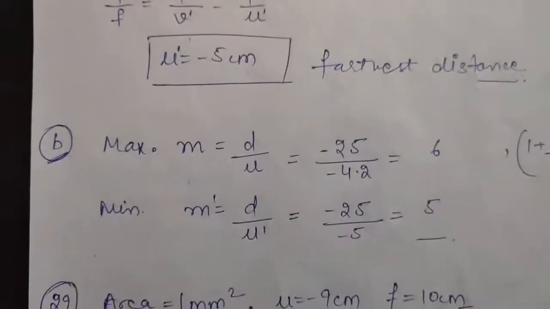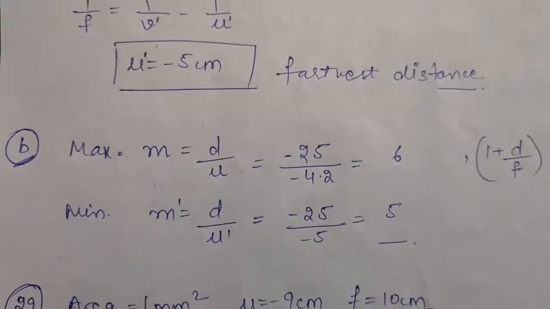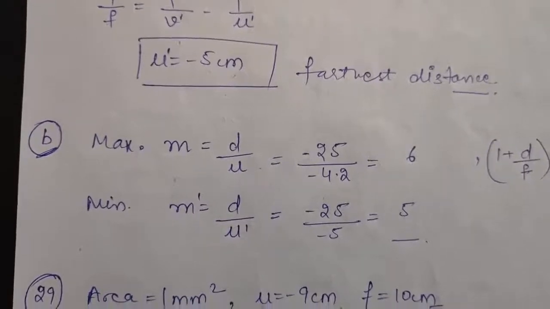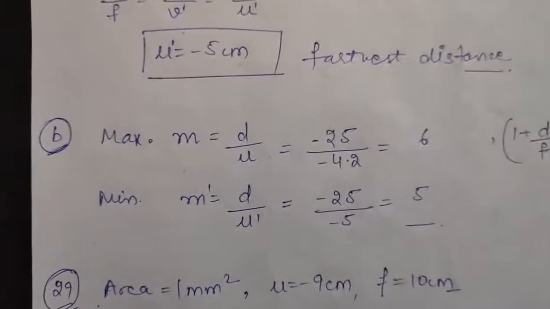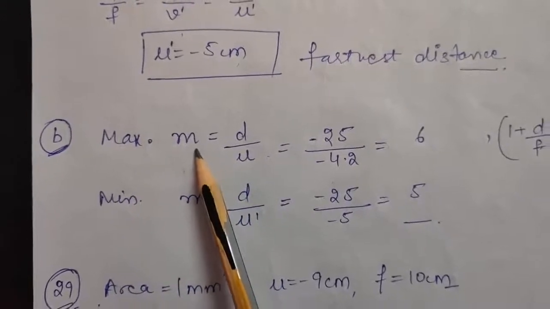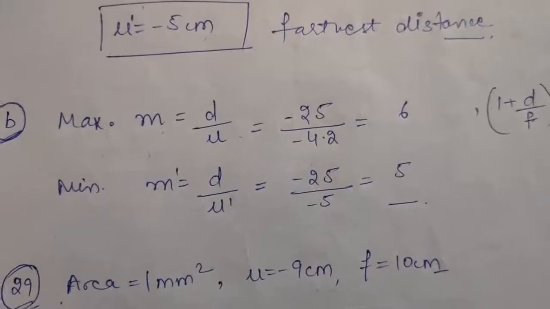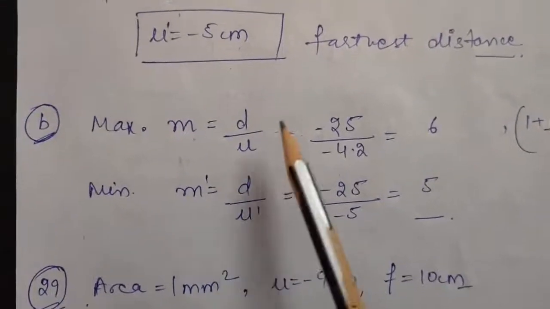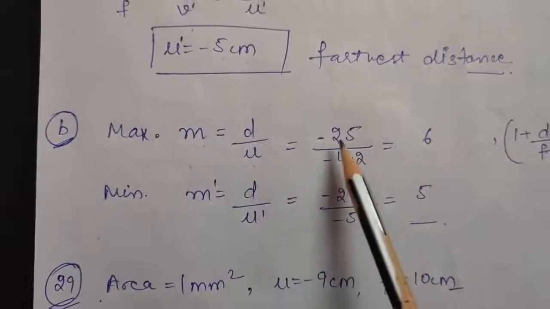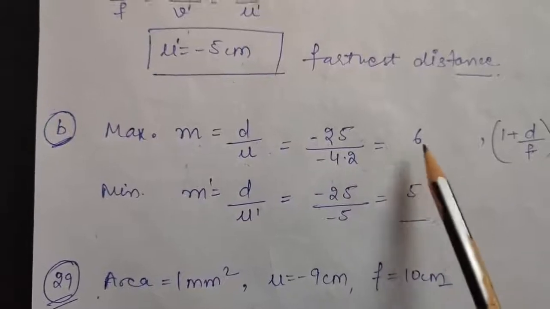Now in the B part of the question, it is asked: what is the minimum and maximum angular magnification or magnifying power possible using the above microscope? To get maximum magnification, as you know, the formula of magnification for a simple microscope is 1 plus D by f, or you can say D by u. It would be simple, so I am using D by u here. This will be the maximum magnification. D is minus 25, u is minus 4.2. So that will give you 6.